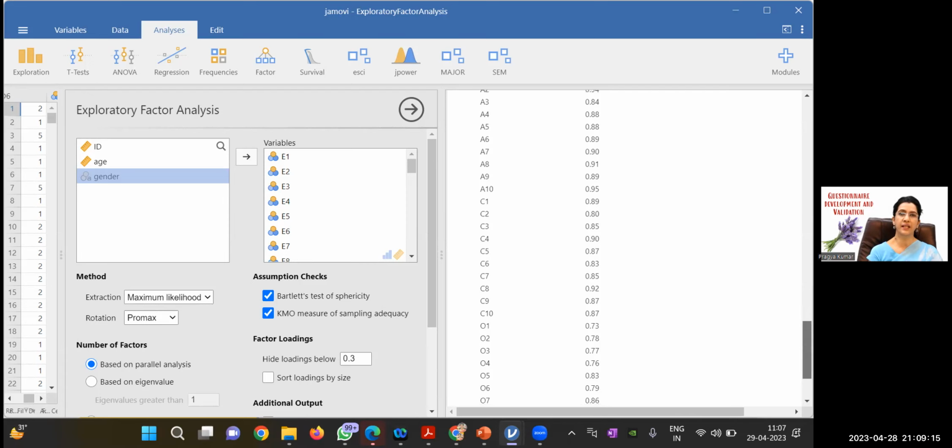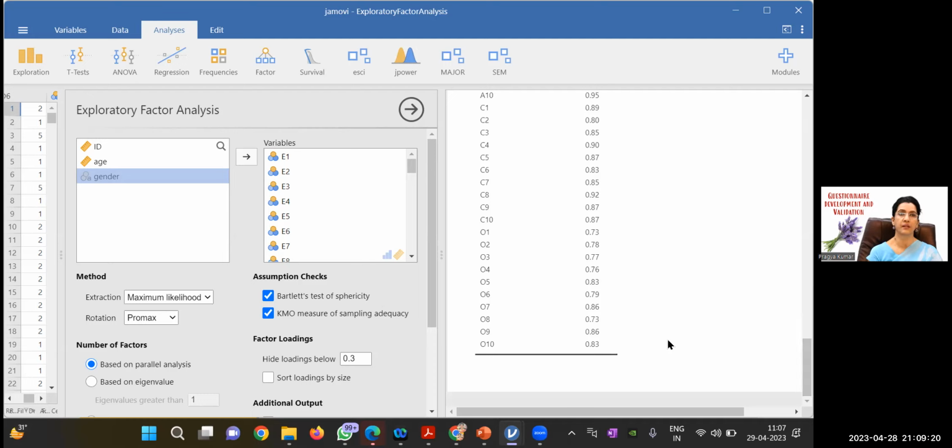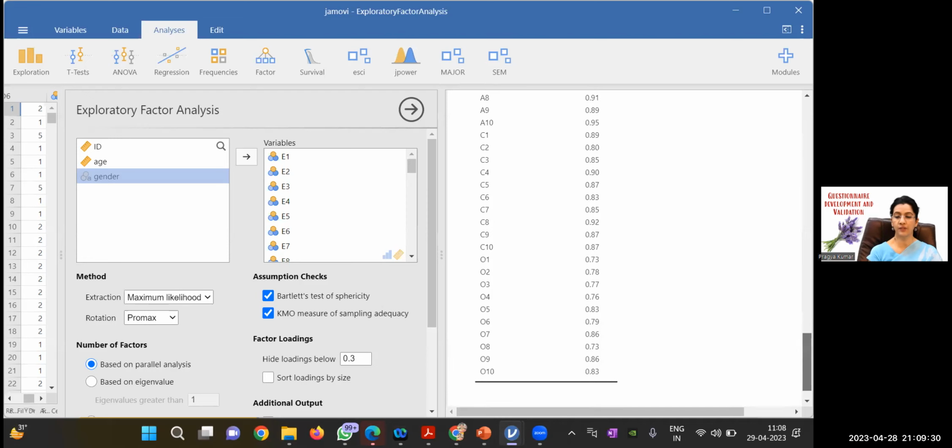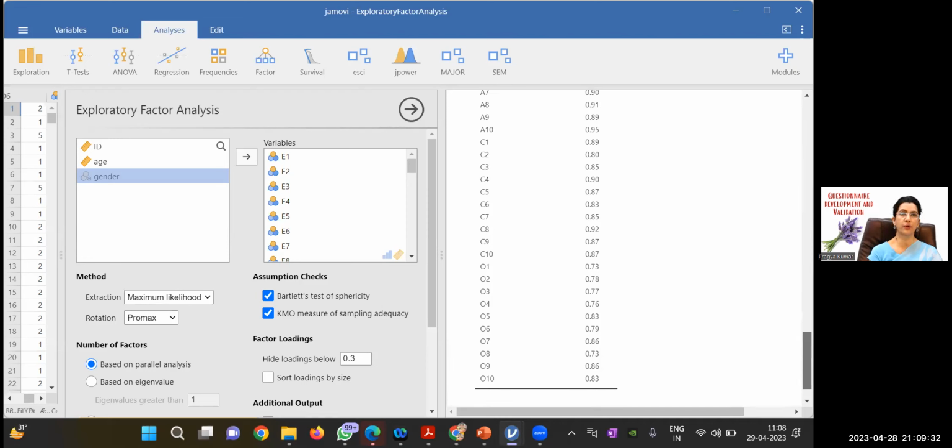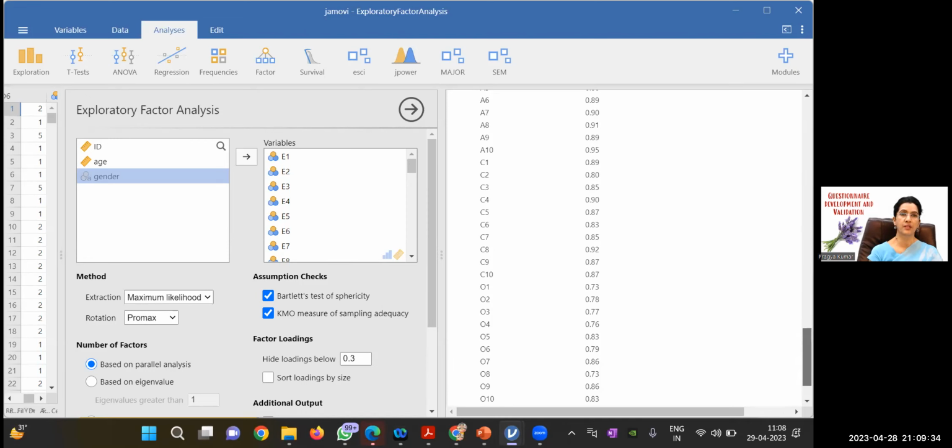Ideally, we say that less than 0.6 at least should not be there. There are some values you can see which are in 0.7 and then 0.7 also. So lowest is 0.7. Any value which is less than 0.6 or 0.5, I'm just scrolling. Please check.